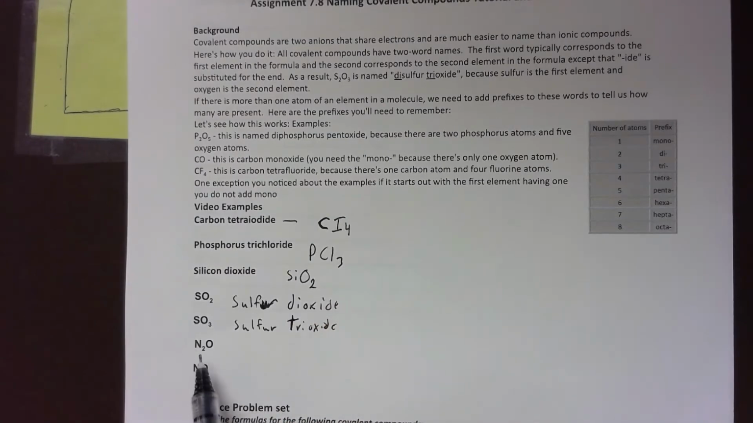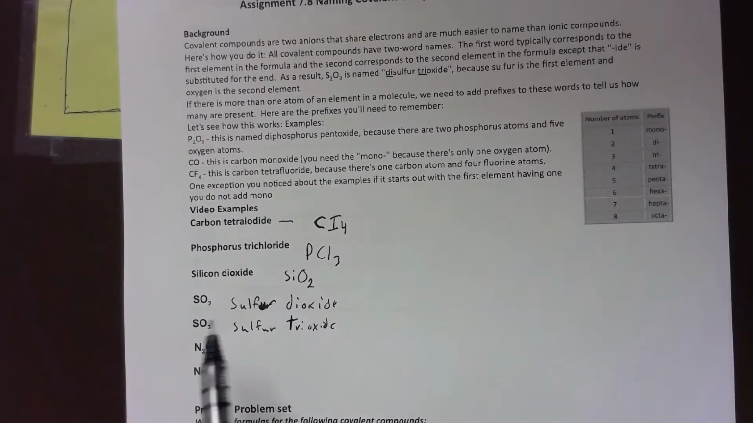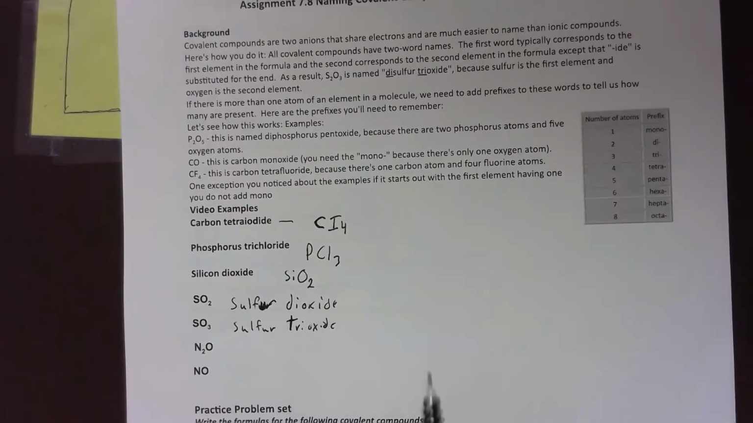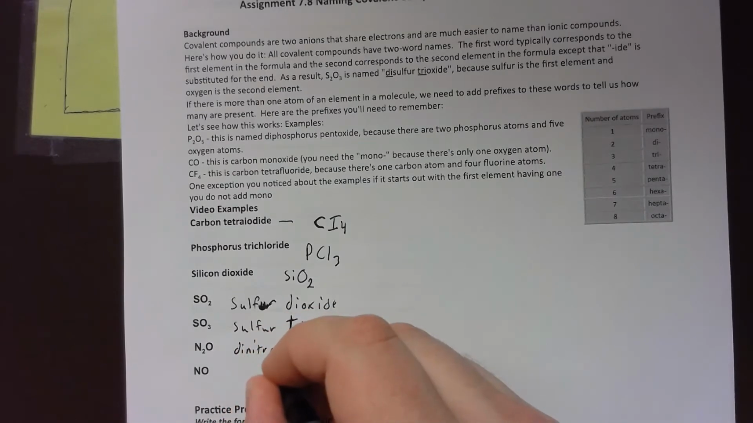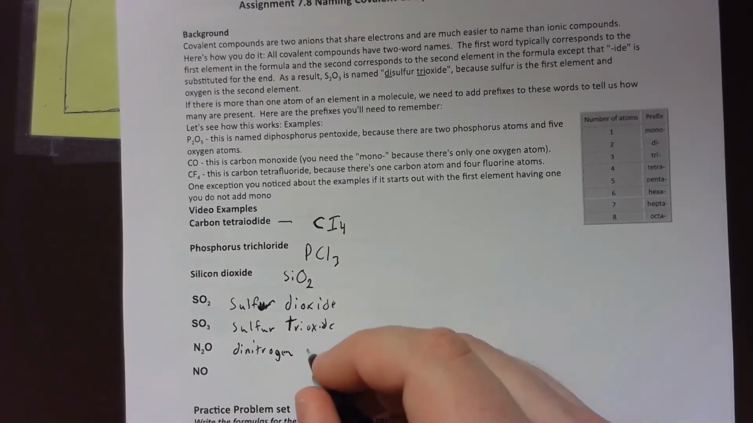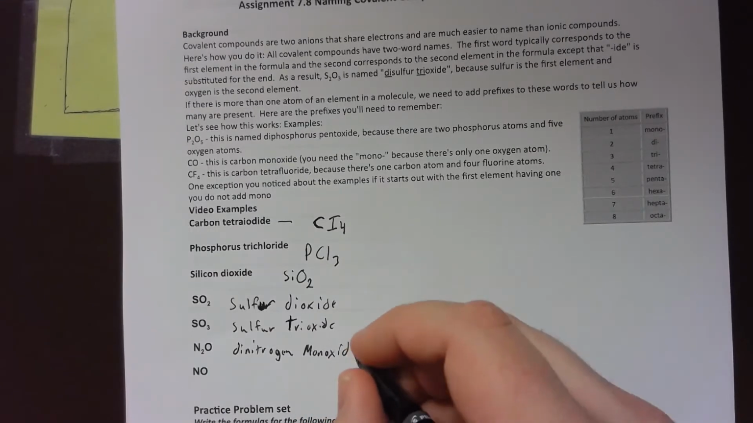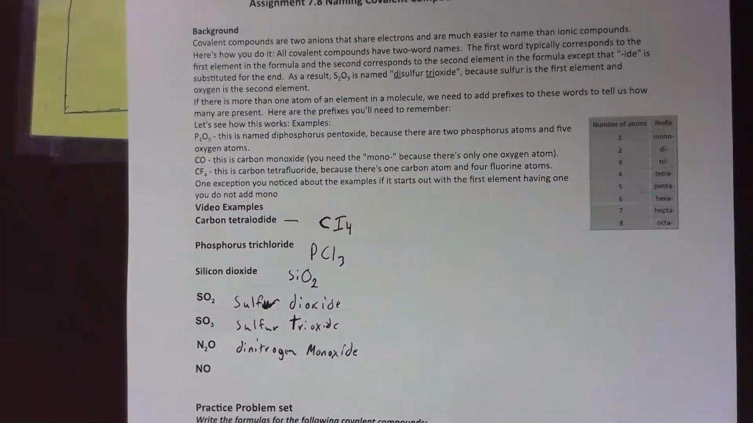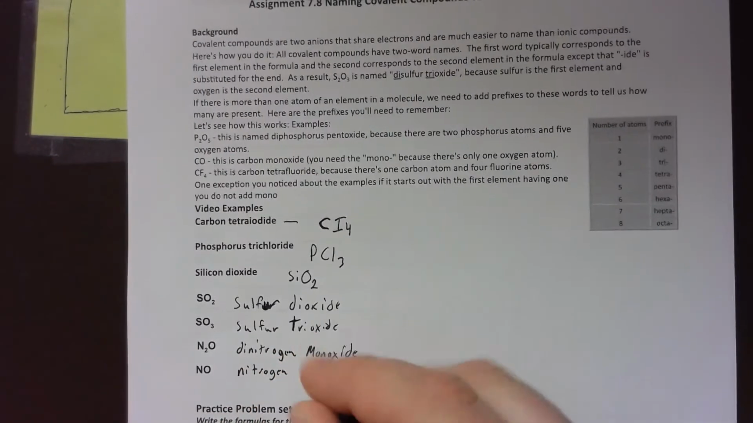Oh, now we have a subscript of 2 for nitrogen on this one. So 2, anything that is over 1, we do put the prefix in front of the first element. So it's going to be dinitrogen monoxide, because there's only one, and we always put monoxide or mon in front of our last one. Now, for instance, nitrogen monoxide.